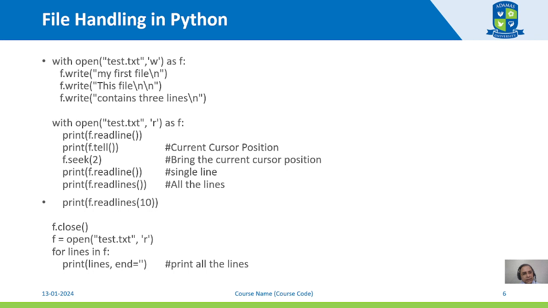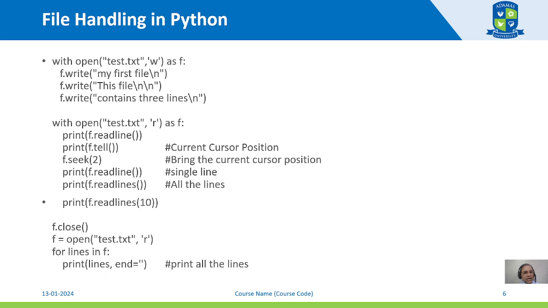Here we can see an example. Suppose we have opened the test.txt file in W mode, that is write mode. Here we can use the f.write function. Whatever contents previously existed will be erased and the content will be cleared, and the new content, whatever we are writing, will be written in the file.